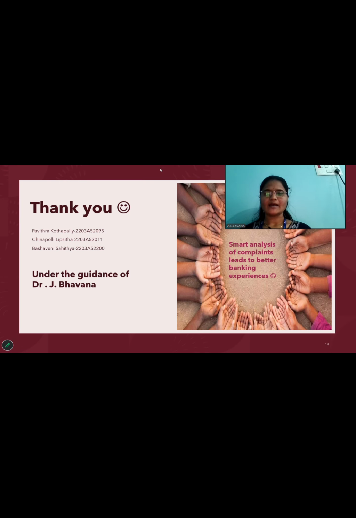In conclusion, our project shows how machine learning can be used to automatically classify financial complaints into different categories. This helps in reducing manual work, saving time, and improving the overall efficiency of handling customer complaints. Through this project, we understood how to work with text data, apply machine learning models, and compare their performance to get better results. Thank you.